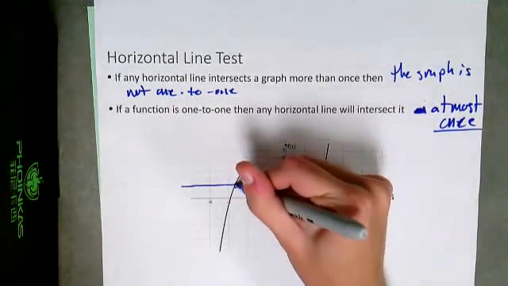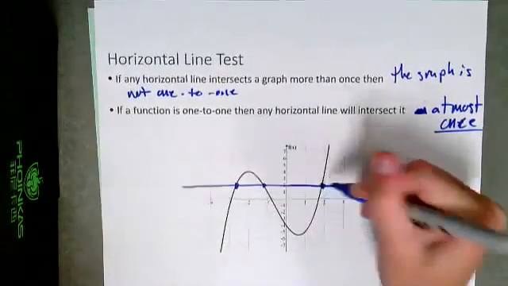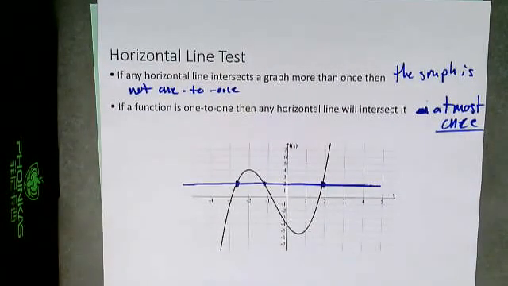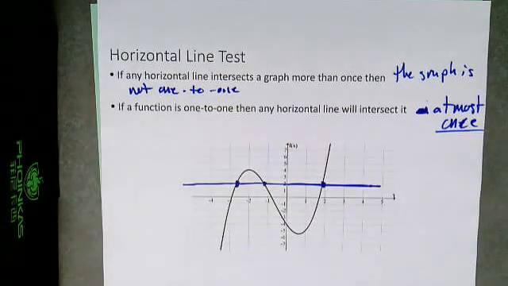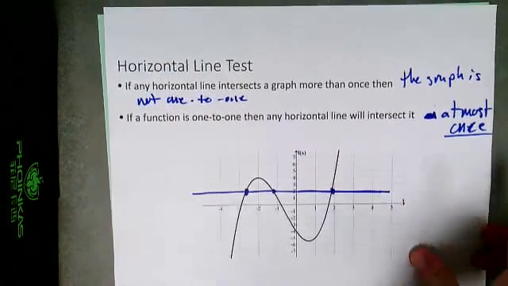This intersects the graph here, here, and here. So it badly fails the horizontal line test. So this graph is not invertible. Right? Similar idea to the vertical line test, but in this case, it's horizontal. Let's look at a few more examples.